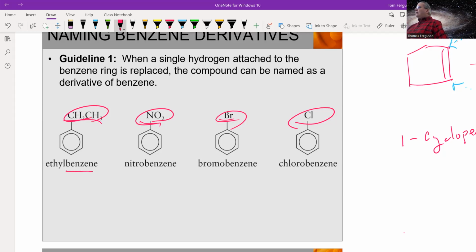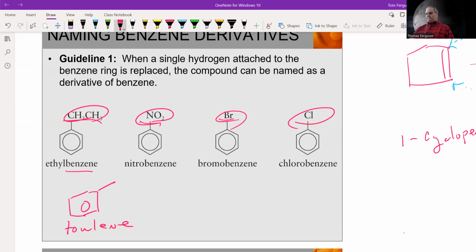And sometimes these have common names. For example, that's called toluene or methylbenzene, common name. Toluene is used a lot in organic chemistry as a replacement for benzene.